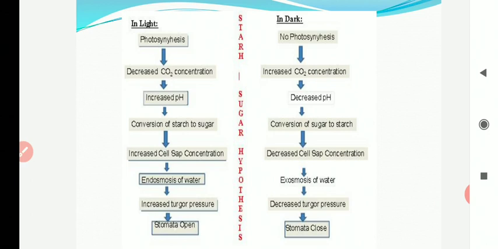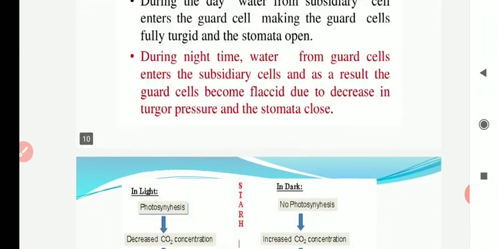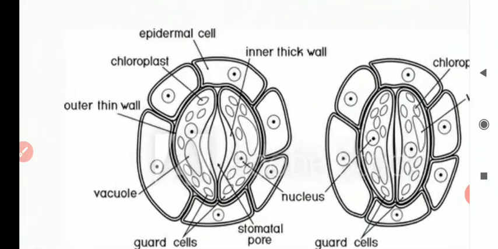The outer wall of guard cells, being thin and elastic, gets stretched or pulled outwards, while the inner thick non-elastic wall of guard cells becomes concave. As a result, the two guard cells move apart from each other and the stomata opens widely during daytime. When the stomata are open, water in vapor form from intercellular spaces is lost to the outer atmosphere. Look at this diagram where stomata is open.